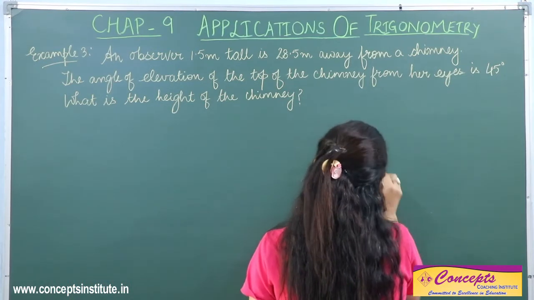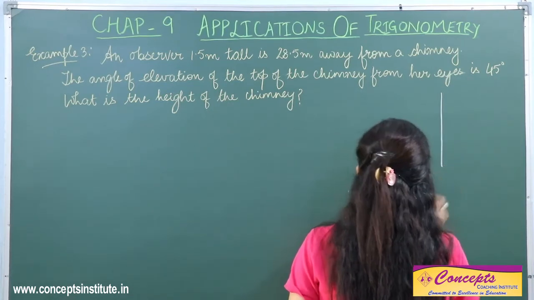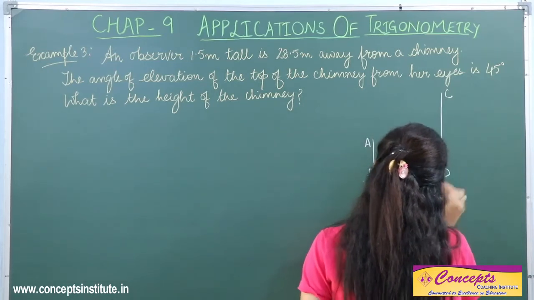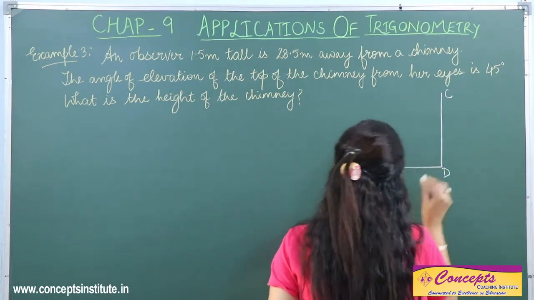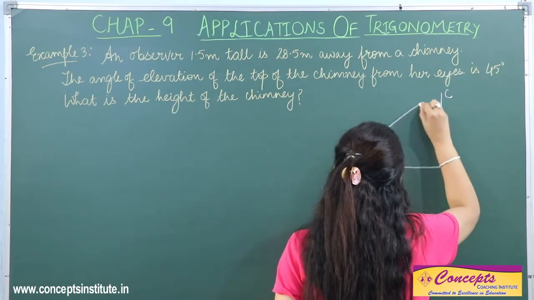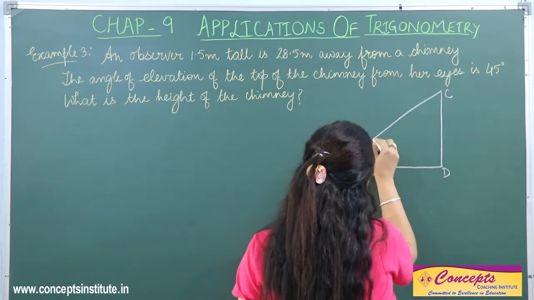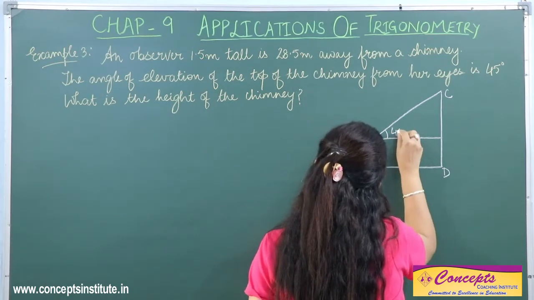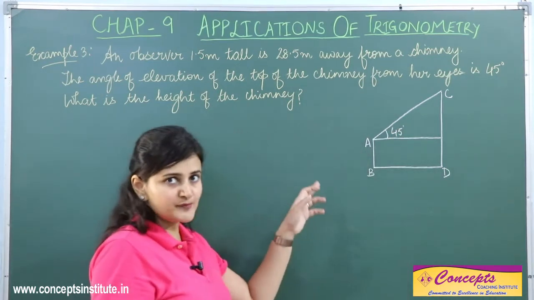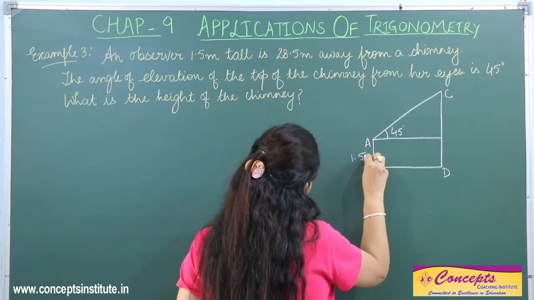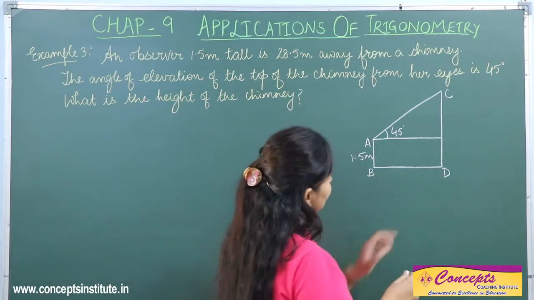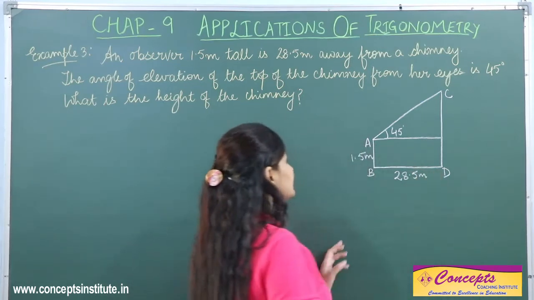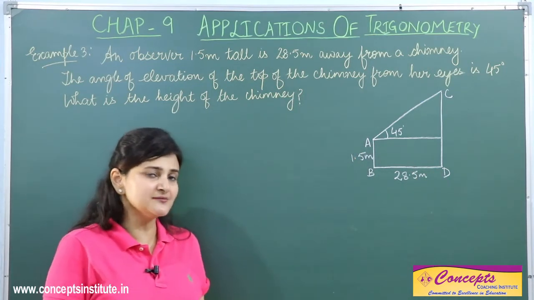I am going to take a small vertical line and a big vertical line. Let this be the observer, AB, and CD be the chimney. So let me just join their bases. The angle of elevation is given from the eyes of the observer. So this angle is given to me as 45 degree. The height of the observer is given as 1.5 meter, and the distance of the observer from the base of the chimney is given as 28.5 meter. So whatever is given to us, we must write on the figure so that it becomes easier to solve the question.